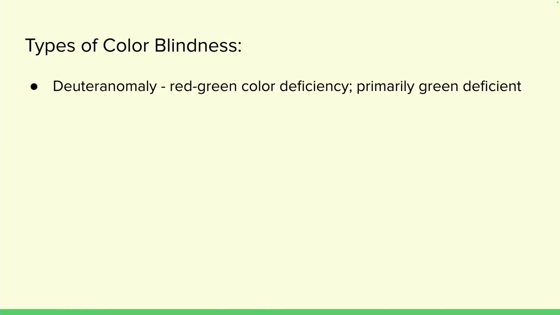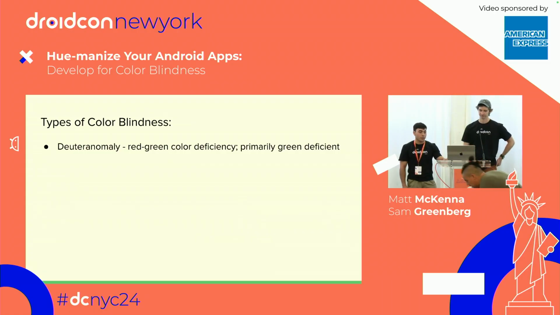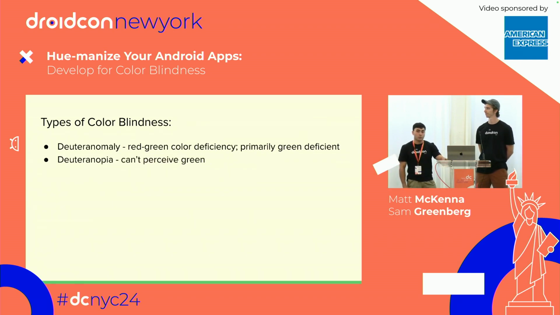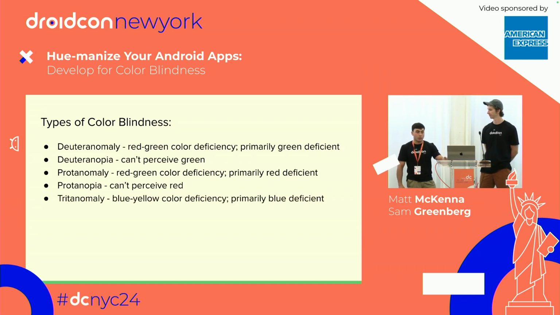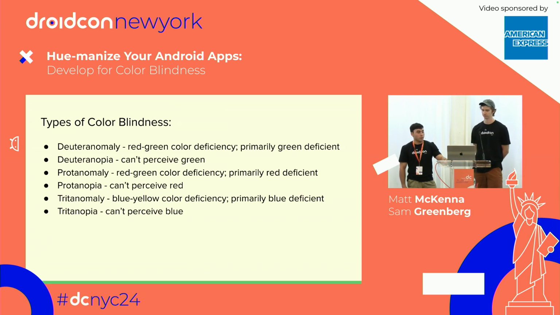So specifically, you have deuteranomaly, which is red-green color deficiency, primarily green. That's what I have and is what is most common. There's deuteranopia, where you can't perceive green at all. There's protanomaly, which is red-green color deficient, but you're red deficient instead. Protanopia, where you can't perceive red. Tritanomaly, which is blue-yellow, primarily blue. And then tritanopia, where you can't perceive blue.